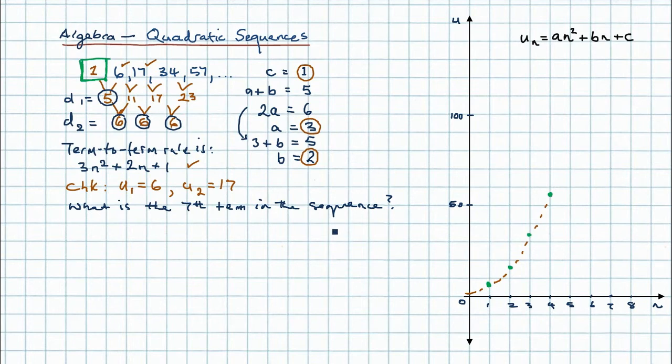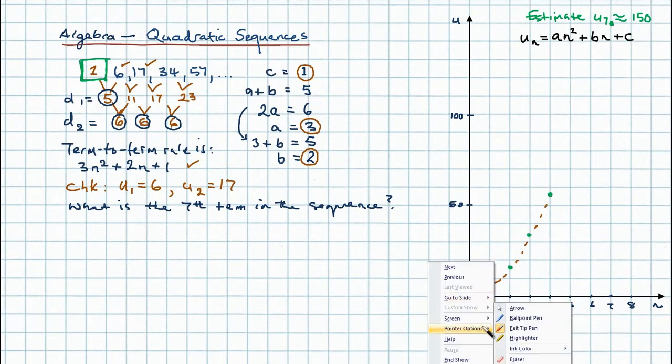Okay, so if we're looking for the 7th term in the sequence, let's go back to our graph here. What we might want to do is just estimate this to start with. So there's our curve curving up nicely. And where's it going to be? Let's say it's about here. So in other words, let's just write it up here. We're going to estimate that u7 is approximately equal to, so it's not accurate, it's just an estimate, approximately equal to 150.